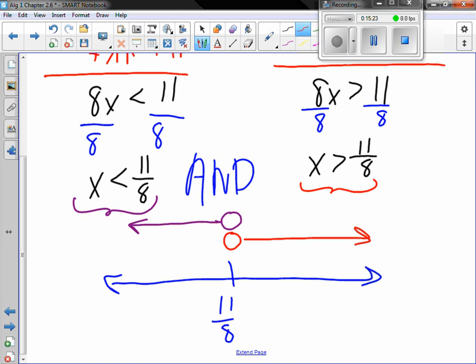What do these, so the purple one and the red one, what do they have in common? So neither one of them includes 11/8, correct? Well, no, because it's open, yes? Is there anything else that those two share? Besides, they don't share 11/8 because it's not equal to, correct? So is there anything they share? No.